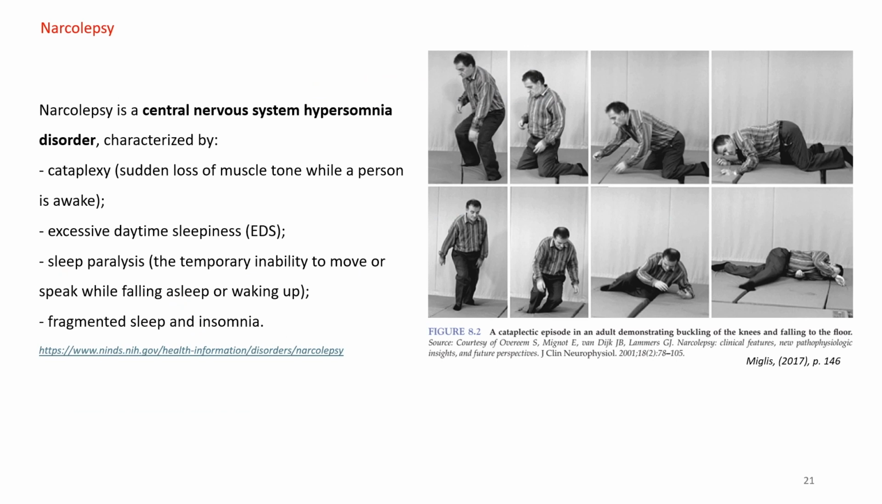So what happens when sleep regulation goes wrong? One example is narcolepsy. Narcolepsy is a central nervous system hypersomnia disorder, meaning it is characterized by increased sleepiness, by cataplexy, which reflects sudden loss of muscle tone, as well as sleep paralysis. And it also can be characterized by fragmented sleep and insomnia.